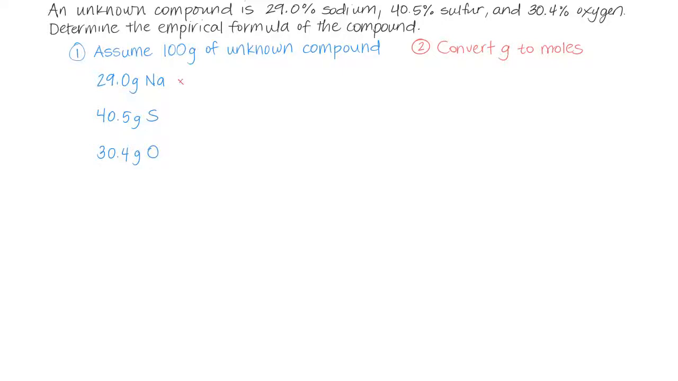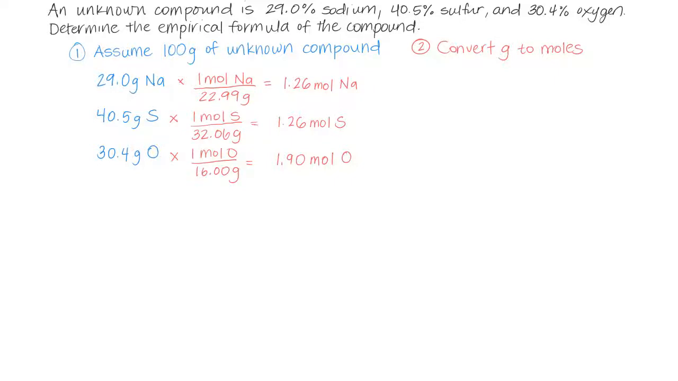Sodium molar mass is 22.99 grams per mole. Sulfur has a molar mass of 32.06 grams per mole, and oxygen has a molar mass of 16 grams per mole. After doing the math, we end up with 1.26 moles of sodium, 1.26 moles of sulfur, and 1.90 moles of oxygen.